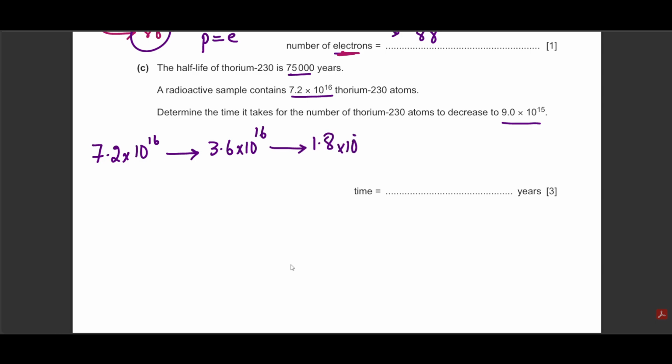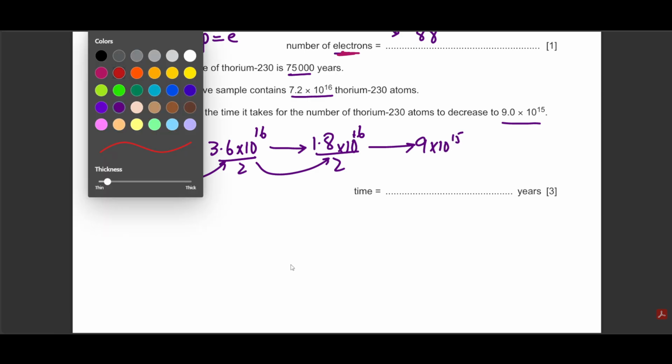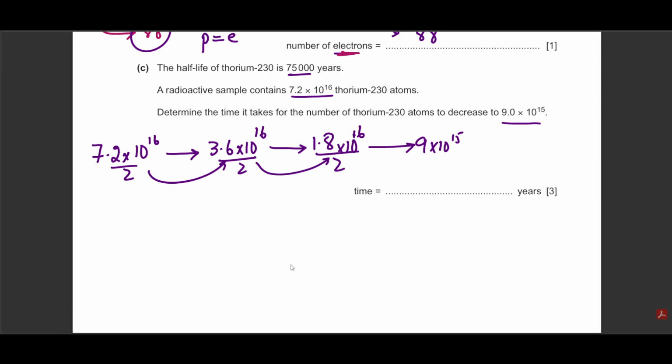Now, how many times do you actually halve? You see, dividing this with 2 gives this, dividing this with 2 gives this, and dividing this with 2 gives 9 into 10 raised to the power 15. You keep on dividing these atoms by 2 because we are calculating half-life, and this is what half-life is. You keep on doing this until you get your stopping criteria, until you get what you were looking for, until you get the ending. The ending in this case is mentioned by the examiner, that this is where we are at right now, today. Now then you count how many times you had to halve.